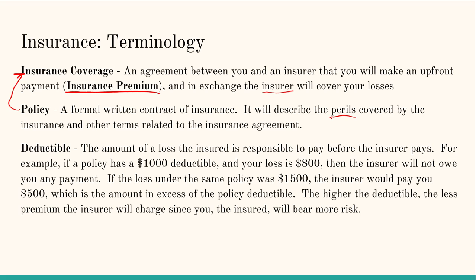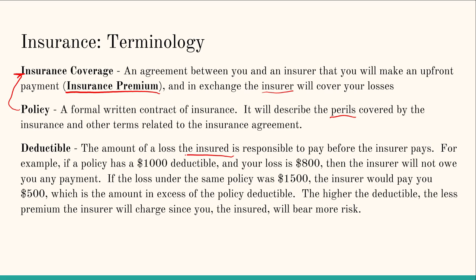Okay, so the term deductible. This is the amount of the loss the insured, so that's you, is responsible for to pay before the insurer pays. For example, if you get into a car accident and your insurance deductible is $1,000 and your car, let's say it's totaled, is $20,000 to replace, you will have to pay $1,000 of the replacement, and then the insurance company will pay the remainder. So it's a way to have you have skin in the game.